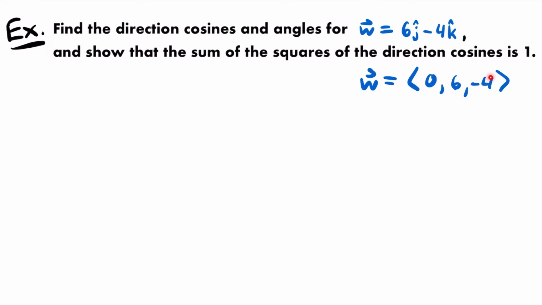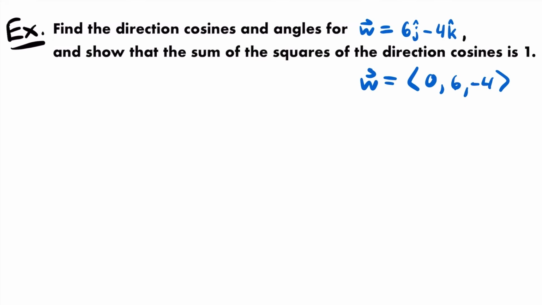We just took the coefficients of i, j, and k from this vector. There is no i term, so the coefficient of i must be 0, so our x component is 0. The coefficient of j is 6, so the y component is 6, and the coefficient of k is -4, so the z component is -4. All right, so this is the vector that we're working with.